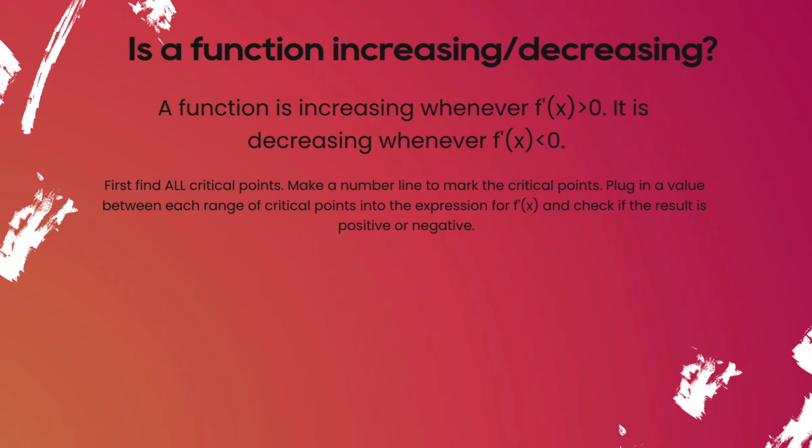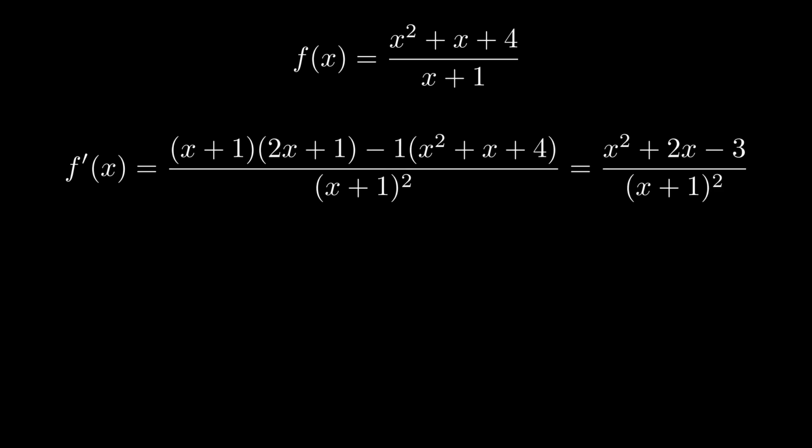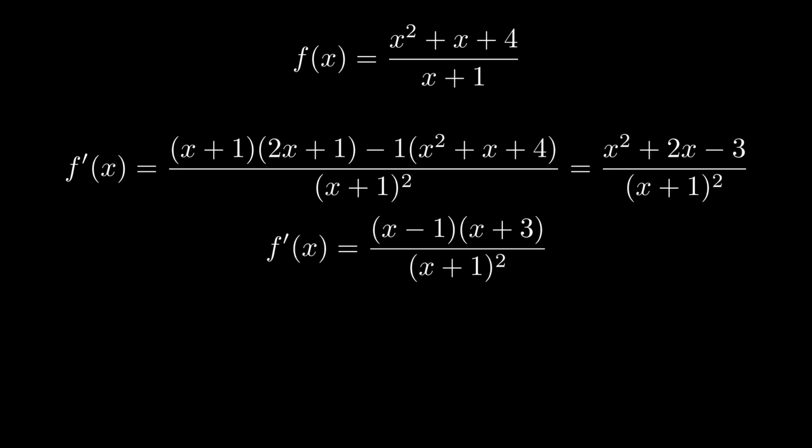So let's look at an example. Let's find the intervals when (x squared plus x plus 4) divided by (x plus 1) is increasing or decreasing. Well, we first find the first derivative, so we can find the critical points using that. We use the quotient rule to find that the derivative is (x squared plus 2x minus 3) over (x plus 1) squared. Now we can factor this to get (x minus 1)(x plus 3) divided by (x plus 1) squared. And now critical points will exist at 1, negative 3, and negative 1.